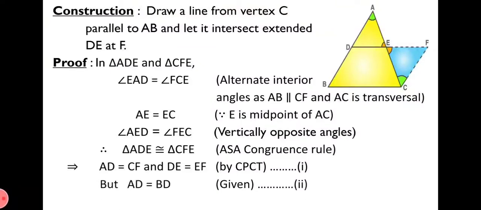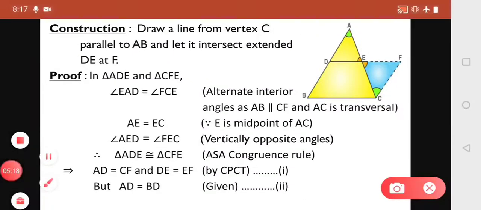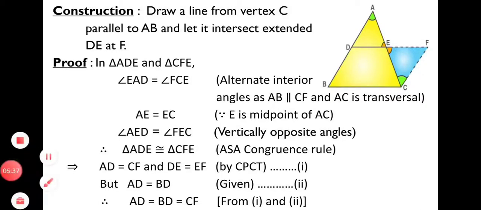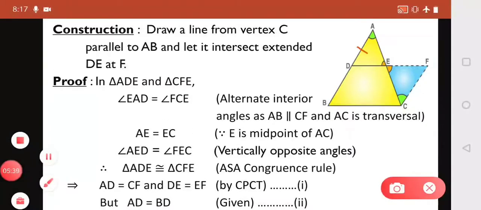But we know that AD equal to BD. Why are these two equal? Because D is the midpoint of AB. This is given. Therefore, we get AD equal to DB. Let it be number 2. Therefore, AD equal to BD equal to CF from 1 and 2. Yes, so these three parts are equal.